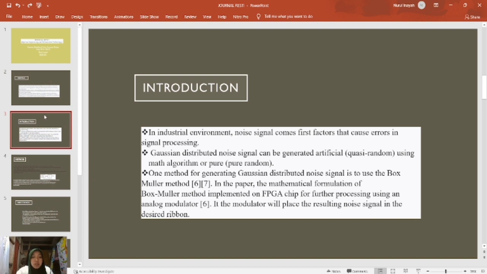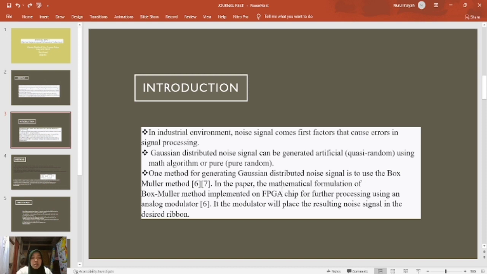Next is the introduction. In an industrial environment, noise signals are the first factor that causes errors in signal processing. Gaussian distributed noise signals can be generated artificially, in a random case, using a math algorithm or pseudo-random. One method for generating Gaussian distributed noise signals is to use the Box-Muller method.